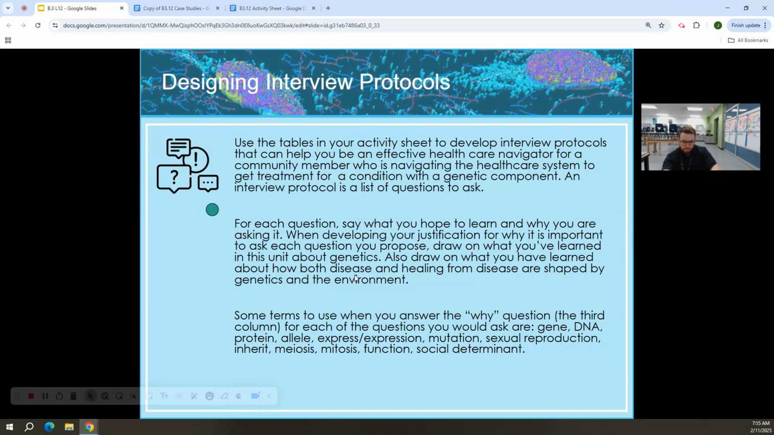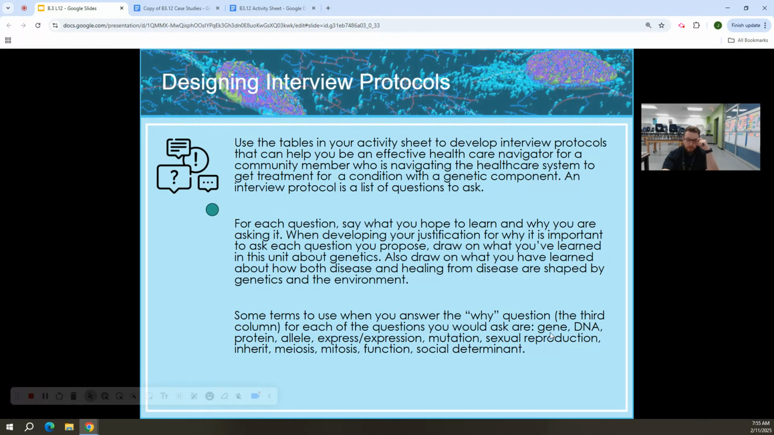Okay. Some terms to use when you answer the why question. These are all key terms that came up in the unit that we would like to see included in this interview protocol. Part of what I'm looking for is that these terms were used in some regard throughout your interview protocol. I wouldn't say that you need to use all of them, but I would like to see a majority of them used in a correct way.